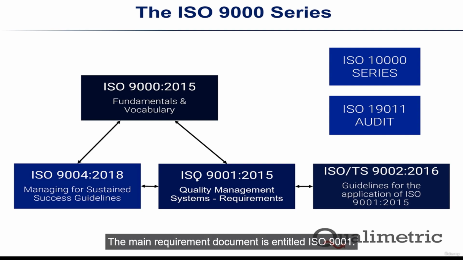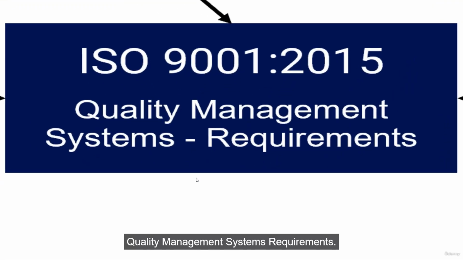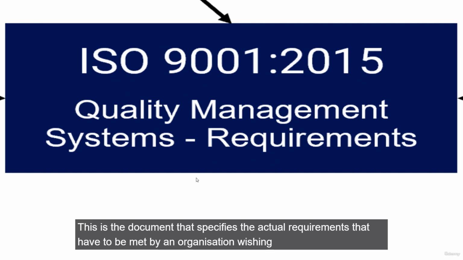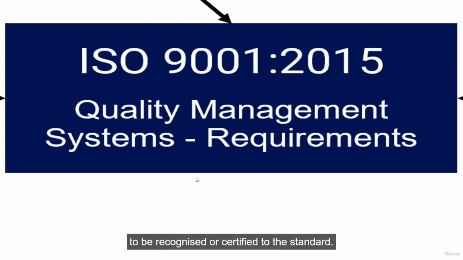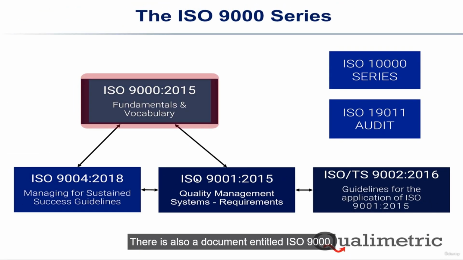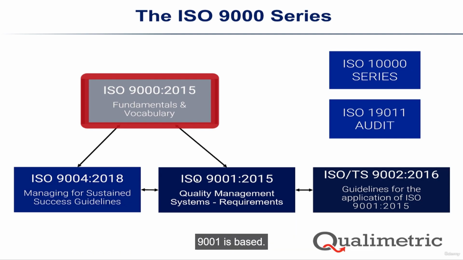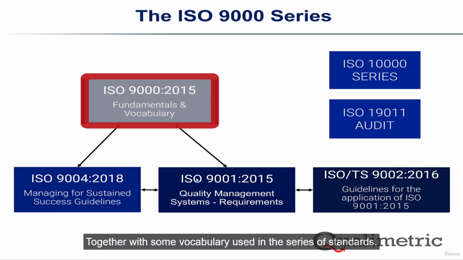The main requirement document is entitled ISO 9001, Quality Management Systems Requirements. This is the document that specifies the actual requirements that have to be met by an organisation wishing to be recognised or certified to the standard. There is also a document entitled ISO 9000, Quality Management Systems Fundamentals and Vocabulary, which explains the principles on which ISO 9001 is based, together with some vocabulary used in the series of standards.